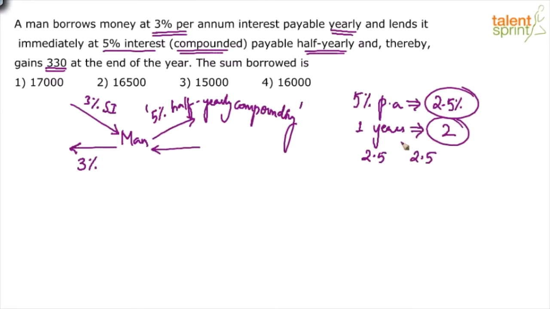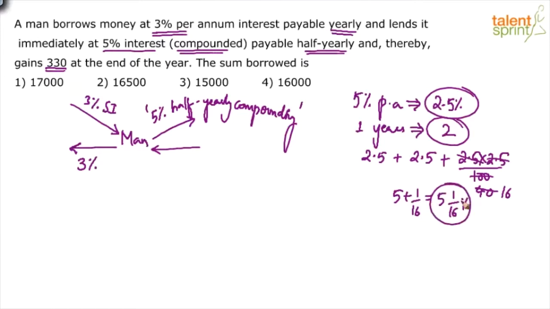What is the overall? A plus B plus AB by 100. A is 2.5, B is 2.5. So A plus B plus AB by 100, 2.5 into 2.5 by 100. Do this calculation. So 2.5 and 2.5 is 5. 2.5 goes how many times? 40 times, and this goes 16 times. So 5 plus 1 by 16, or we can say 5 1 by 16 percentage, right? So we can now conclude that he will pay 3% interest at the end of the year, but what he has earned is 5 1 by 16 percentage.